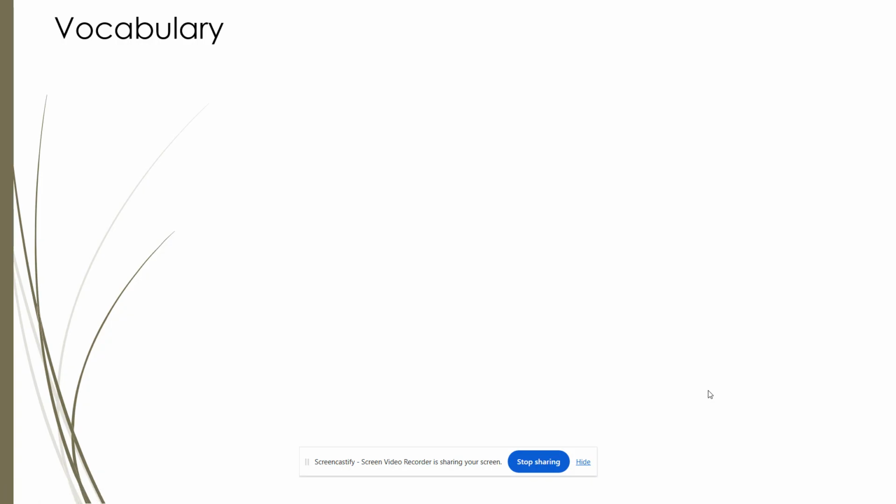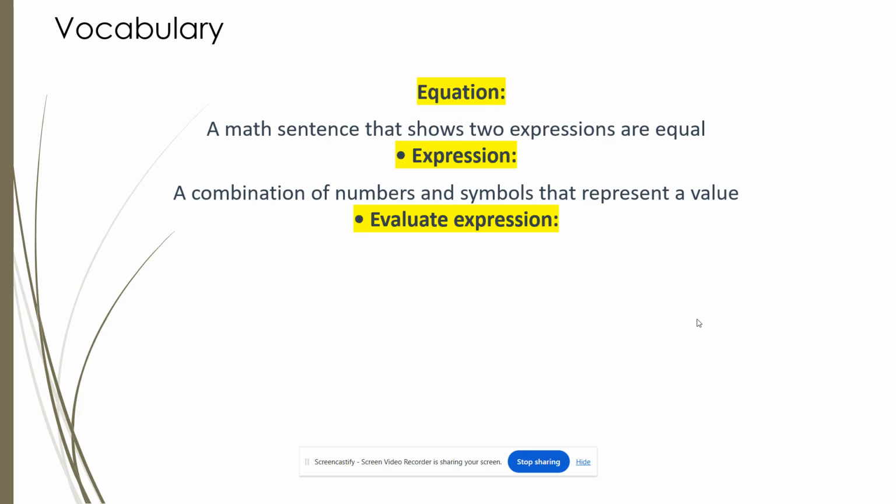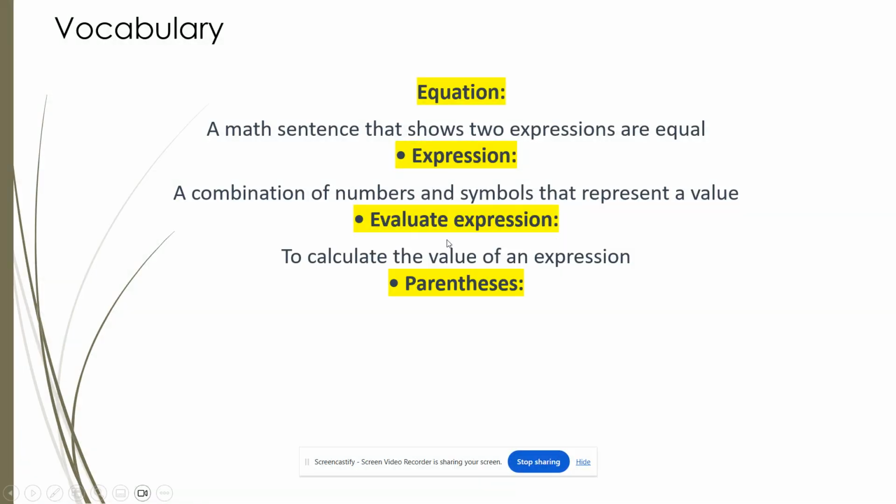So here's some vocabulary before we get started. First of all, what's an equation? An equation is a math sentence that shows two expressions that are equal. An expression is a combination of numbers and symbols that represent a value. So you can have two expressions on each side of the equal sign for an equation. If you're asked to evaluate expressions, that means that you're going to calculate the value of that expression.